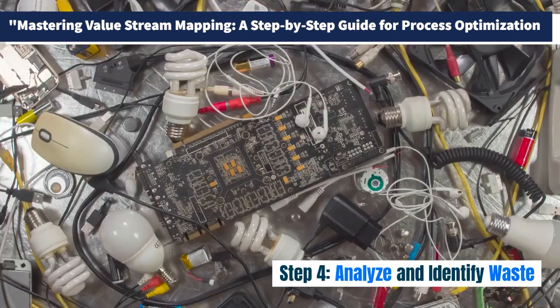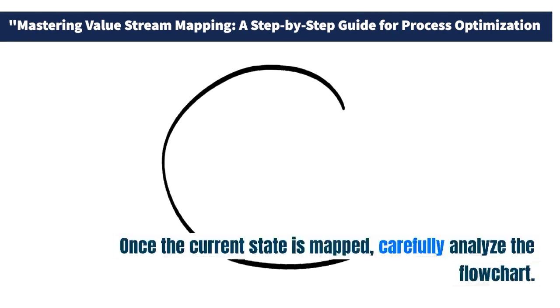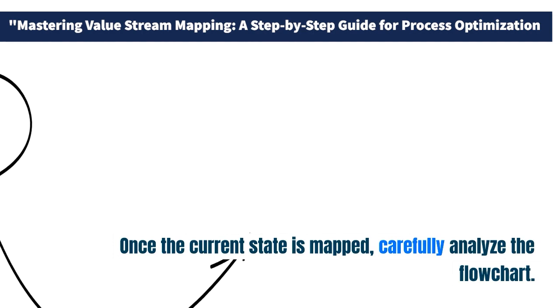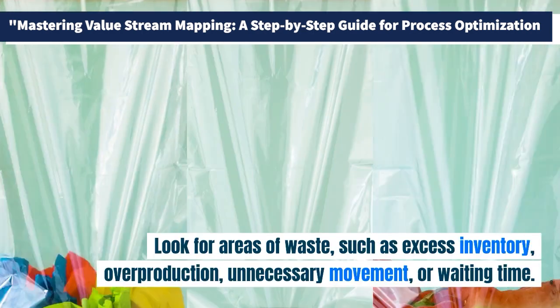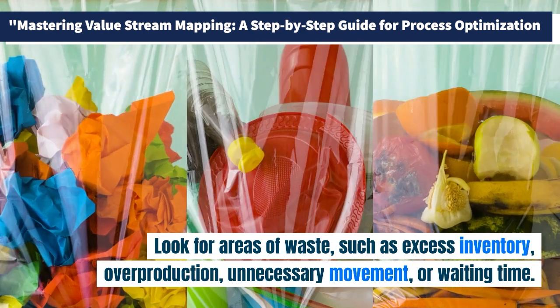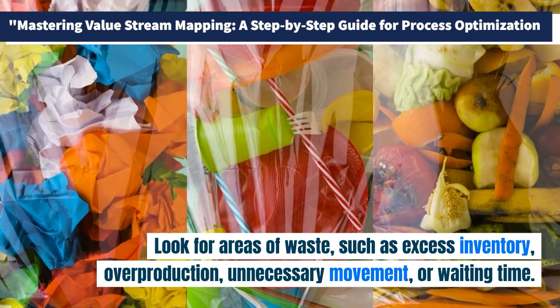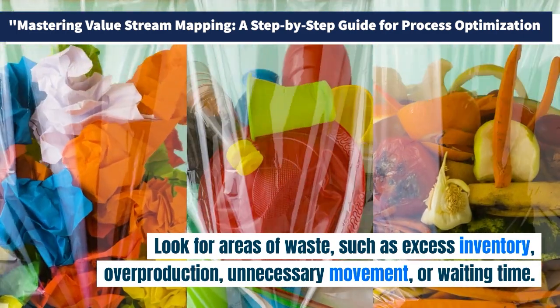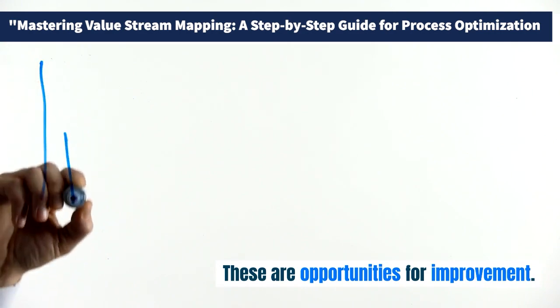Step 4. Analyze and identify waste. Once the current state is mapped, carefully analyze the flowchart. Look for areas of waste, such as excess inventory, overproduction, unnecessary movement, or waiting time. These are opportunities for improvement.